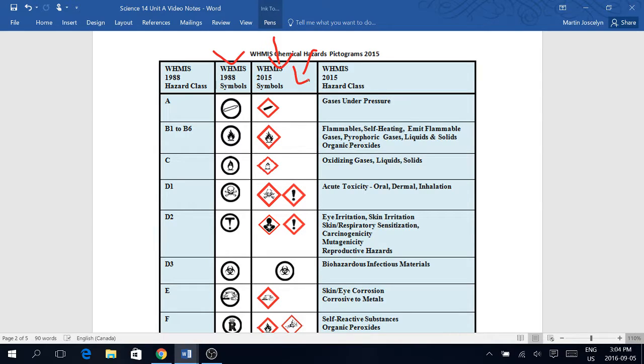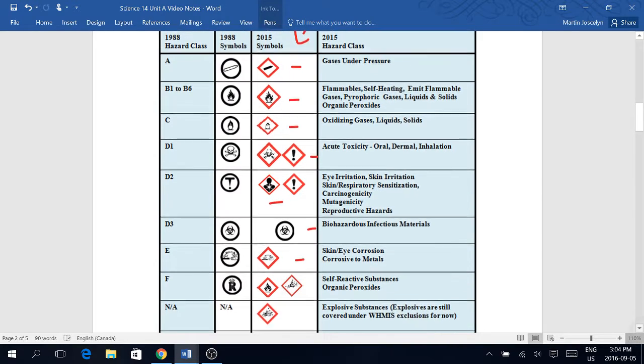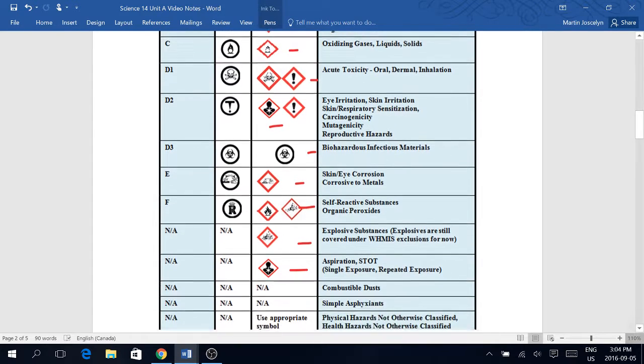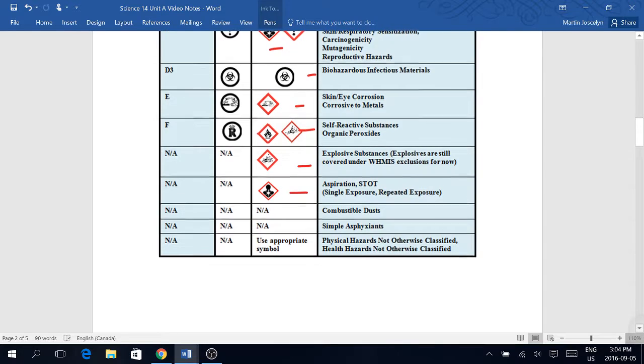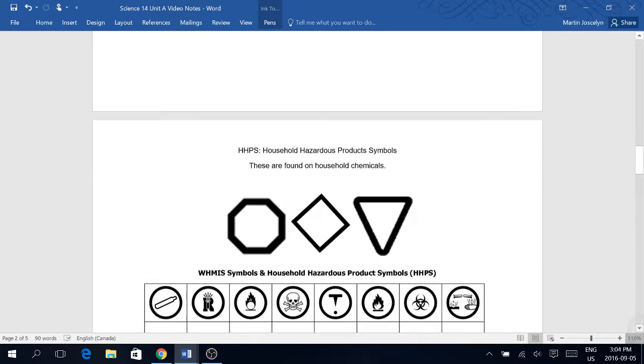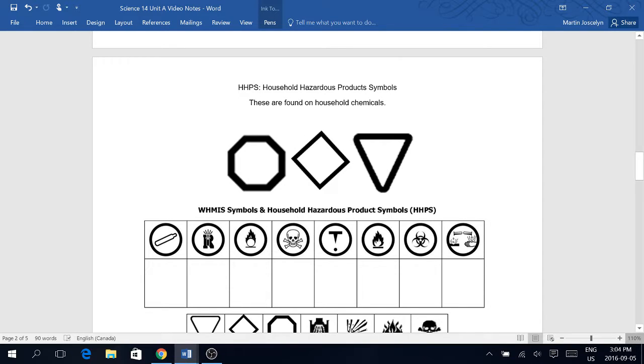Mostly all the same, like compressed gas, flammable, oxidizing, toxic. This is like toxic as well, biohazard, corrosive. And then for reactive, we have flammable and explosive here. Explosive. This is like toxic or affecting your respiratory system. So those are our WHMIS symbols, and those you see in the workplace on your chemicals.